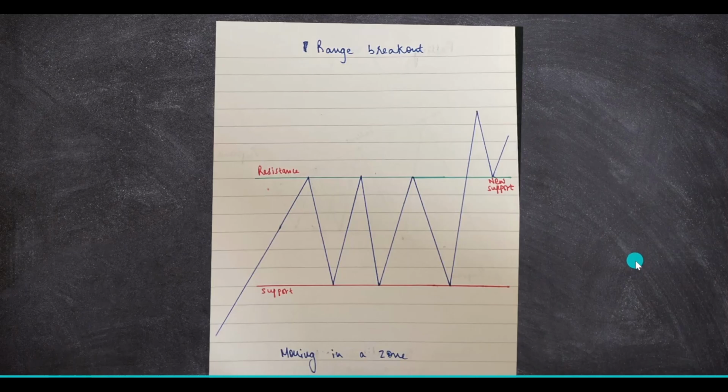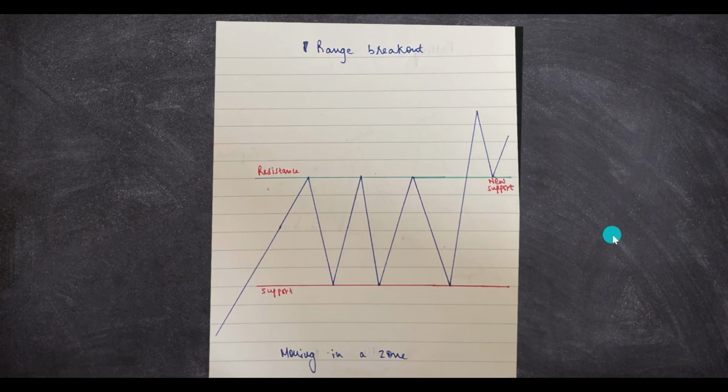Next pattern is a basic range breakout pattern, which can give a breakout on either side. This pattern is a simple support and resistance breakout. The price is taking continuous support from the support zone and continuous resistance from the resistance until it breaks out either way. In this pattern the price is moving in a zone, and then it finally breaks out or breaks down. If the resistance is broken, then the old resistance will act as new support for the price.